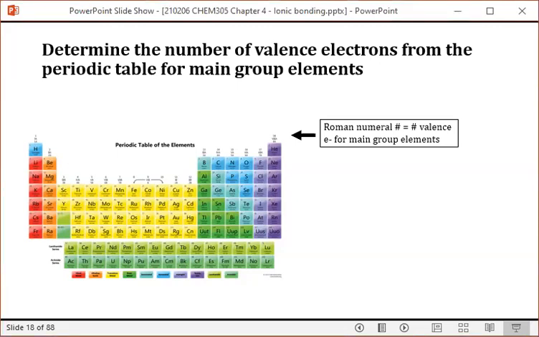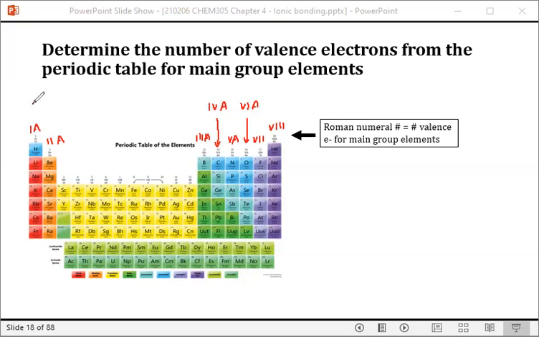So the Roman numeral number system for the columns in the periodic table gives you the number of valence electrons for main group elements. So if we use the Roman numeral numbering system across here, this is group 1A, this is group 2A, then we have group 3A, then here we have group 4A, then we go to 5A, 6A, 7A, and 8. So the Roman numeral number corresponds to the number of valence electrons.